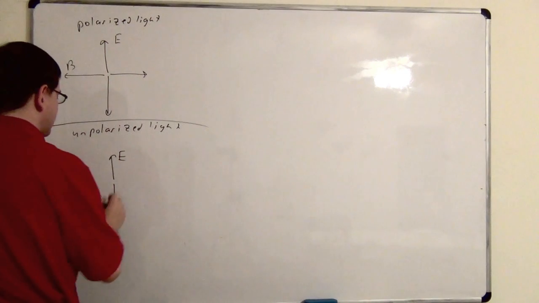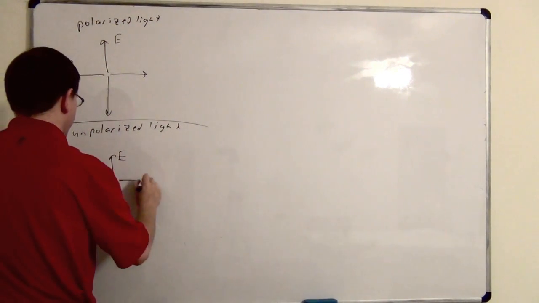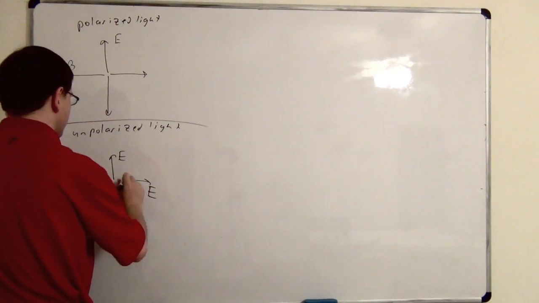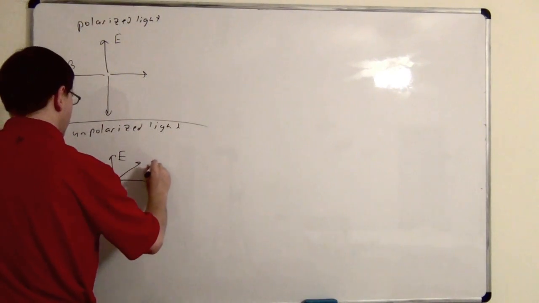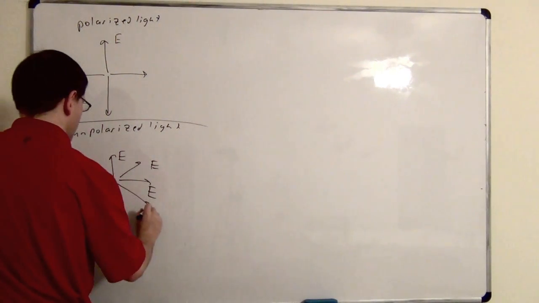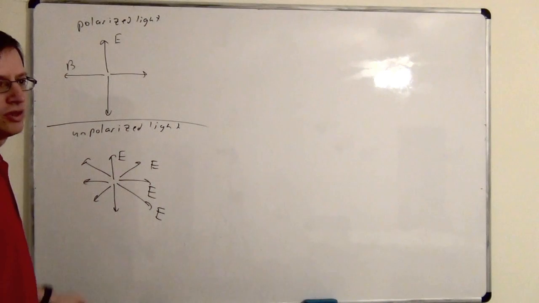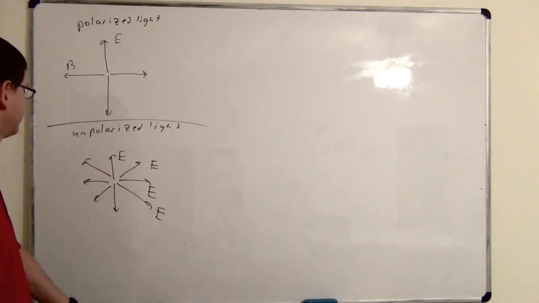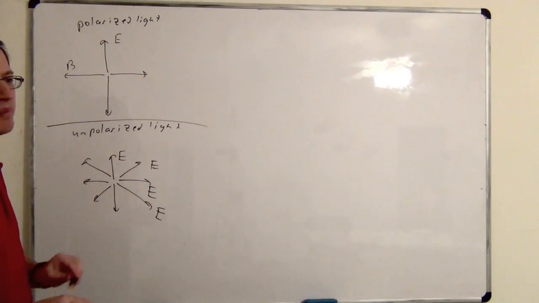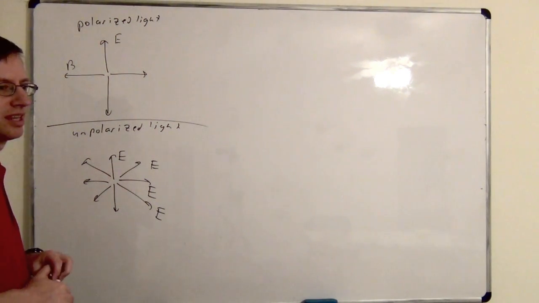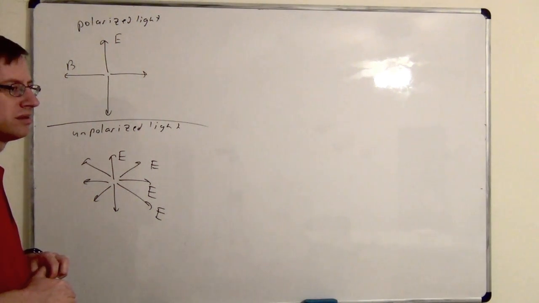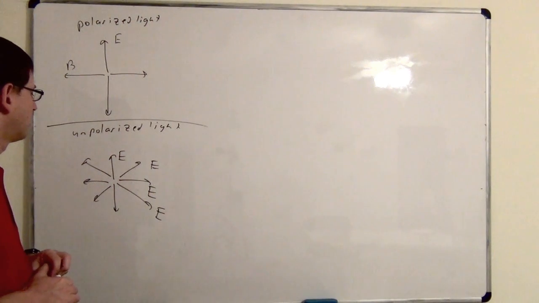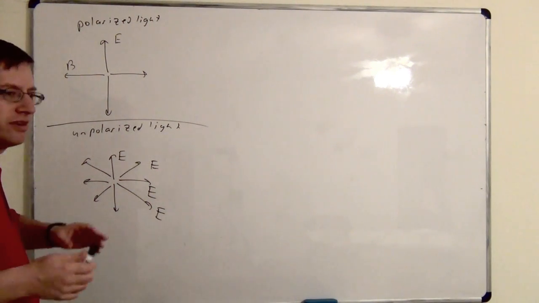So in non-polarized light, the electric field could be oscillating this way, and this way, and this way, and this way. So which way do you think the light is propagating? In every direction? No. Light can only propagate in one direction. Well, which way could the light be propagating? In and out of the board. It has to be either in or out of the board.